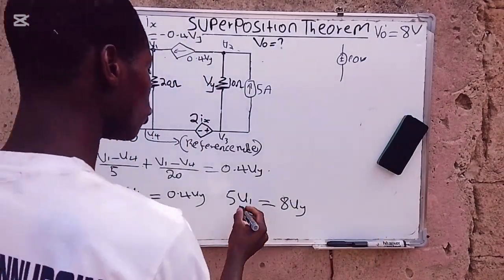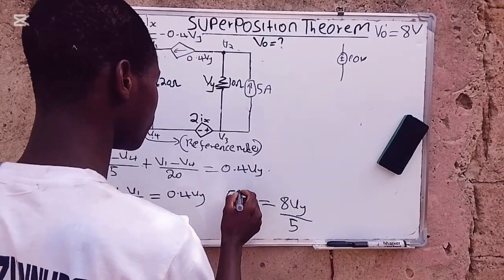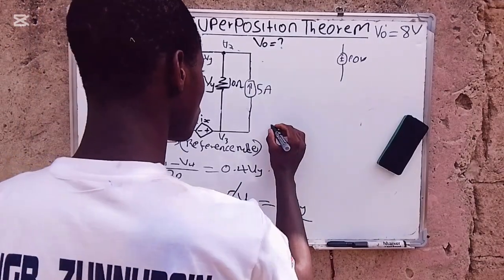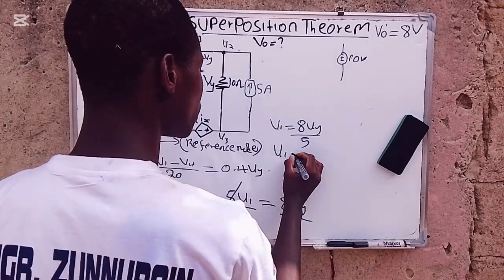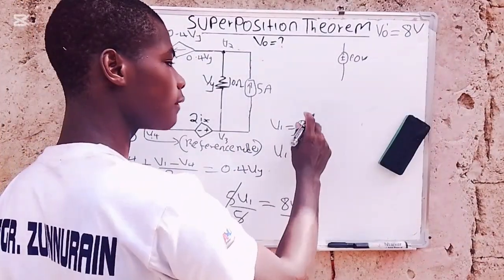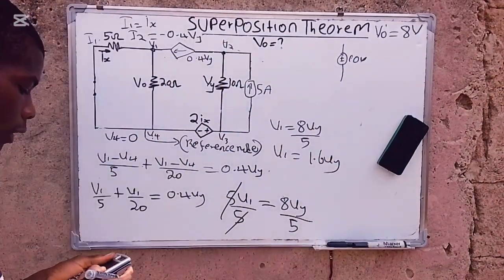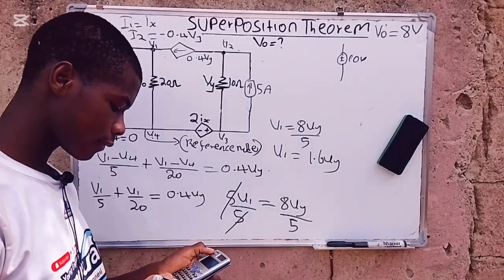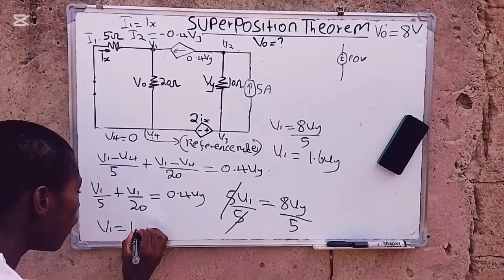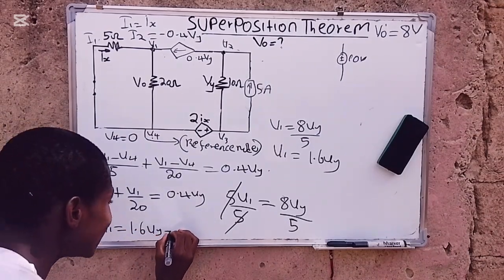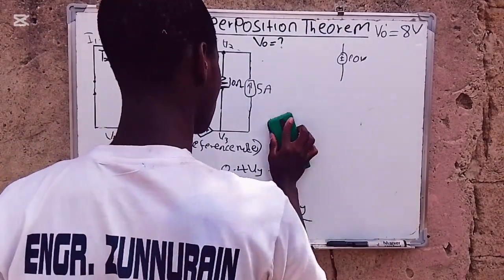So therefore, at the end, I'm looking for V1. If I divide both sides by 5, 5 will cancel 5. So at the end, V1 should now equal 8 Vy divided by 5. 8 divided by 5 will give me 1.6 Vy. But let me check it. 8 divided by 5 gives me 1.6. So therefore, the value of V1 should now be 1.6 Vy. Let me call this equation 1.